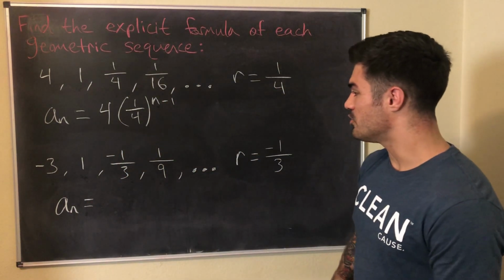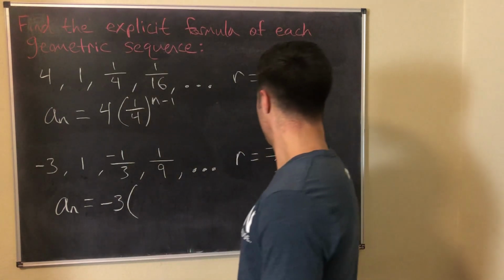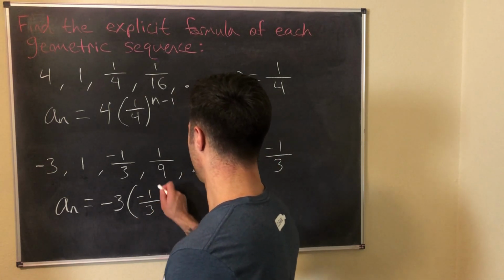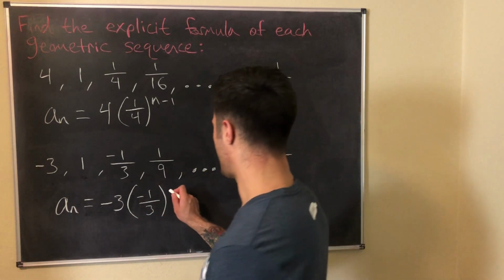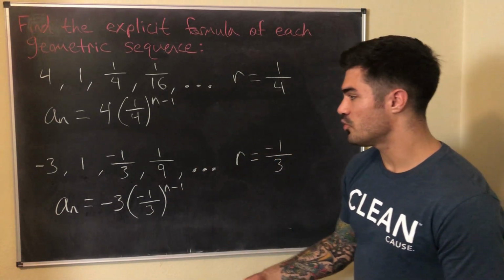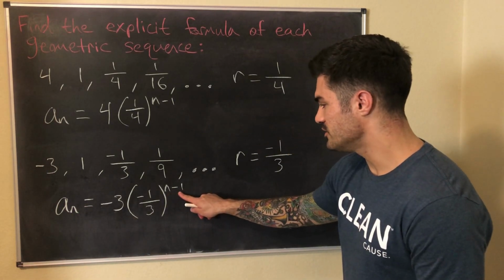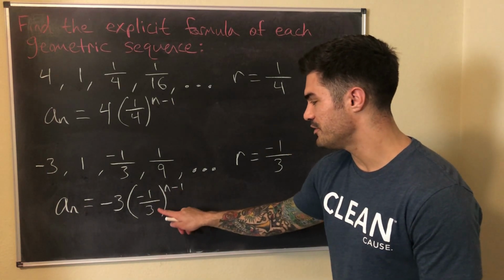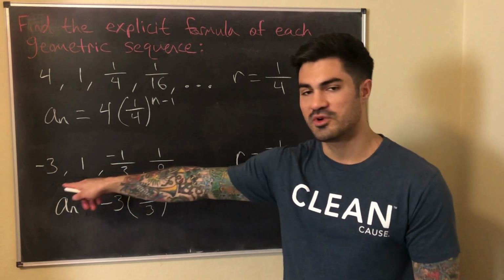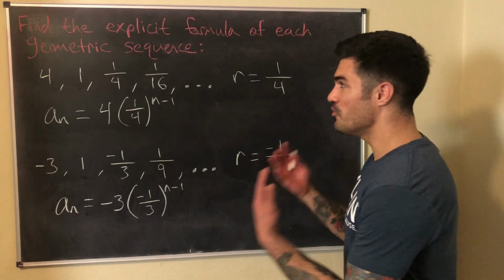So a_n equals our first term, -3, and then we have this -1/3 to the n minus 1 power, right? And we can test this and make sure it works. Let's plug in 2 and make sure we get 1 out of this. 2 minus 1, that gives us 1. -1/3 to the first power, that's -1/3, times -3, that is +1. Yep. So you can verify it. I always recommend doing that, especially on an exam. But hopefully this makes sense.